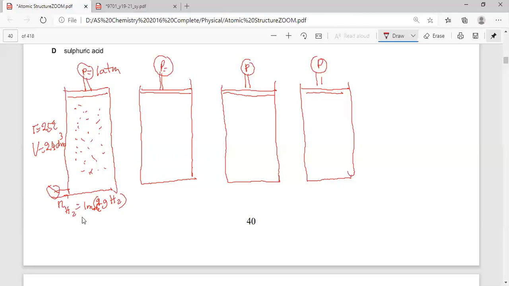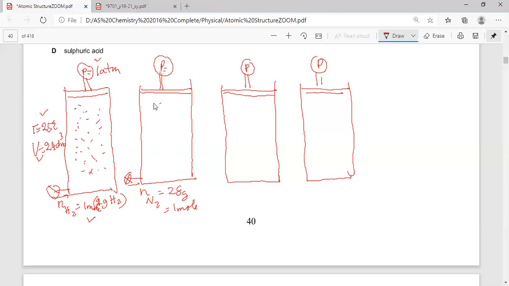So I have the moles, the pressure, the temperature, and the volume. Now here I pump in a heavier gas, nitrogen gas. 1 mole of nitrogen gas, N2. 1 mole is 28 grams.